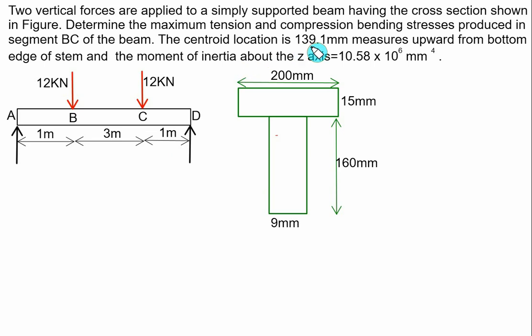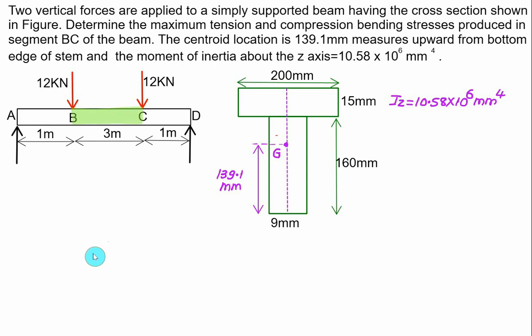The centroid location is 139.1 mm measured upward from the bottom edge of the stem. So from this point, the centroid lies upward at 139.1, and we are given the moment of inertia 10.58 into 10 to the power 6. Now the T section is symmetrical about this vertical line, so the centroid will lie on this vertical line at a distance equal to 139.1. On the axis of symmetry we have the centroid G, and we are also given the moment of inertia Iz.